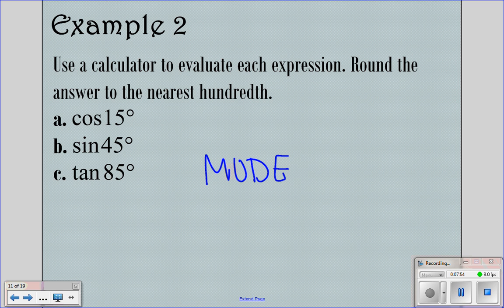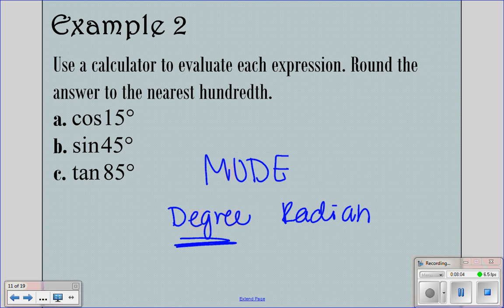Whenever you click on mode, you're going to see two options, degree and radian. It needs to be dark on degree. You do not want it to be on radian. I told y'all that last year, so some of y'all may remember that. But every time you go get a calculator over there, you need to check to make sure that it is in degree. If it is not in degree, you need to use the arrows and get it so that it is blinking on degree and then hit enter.